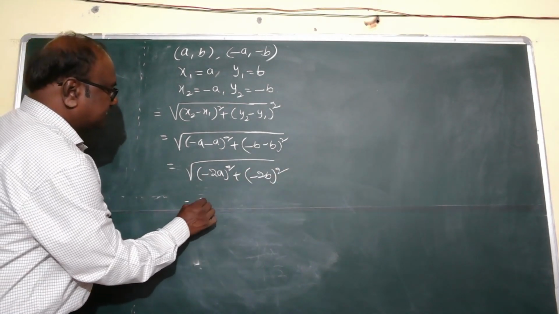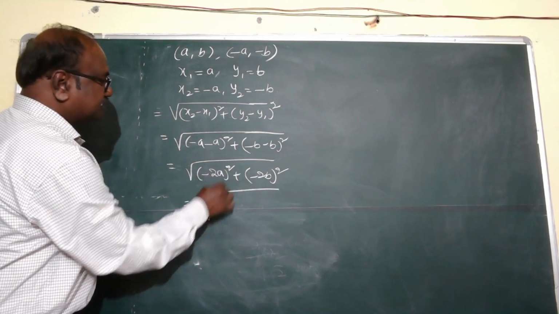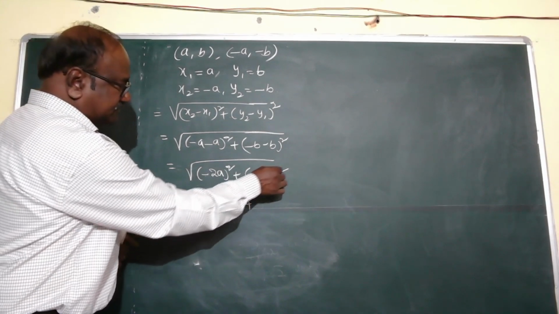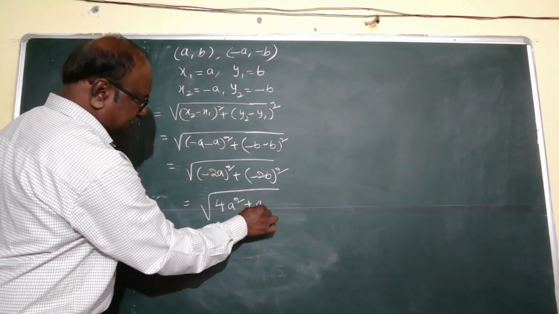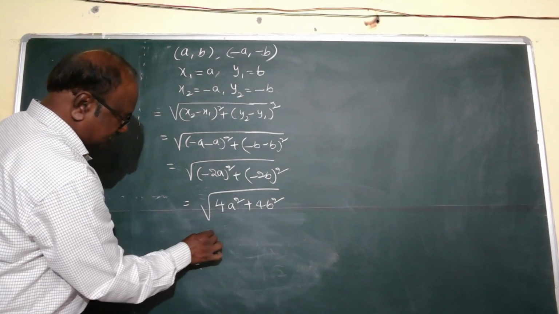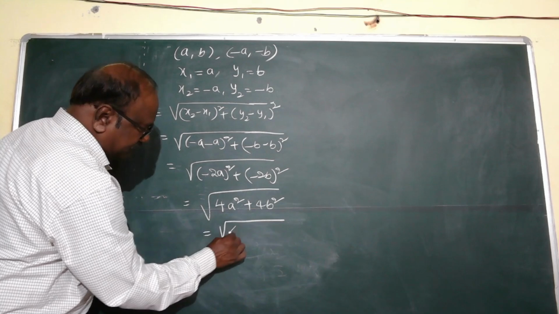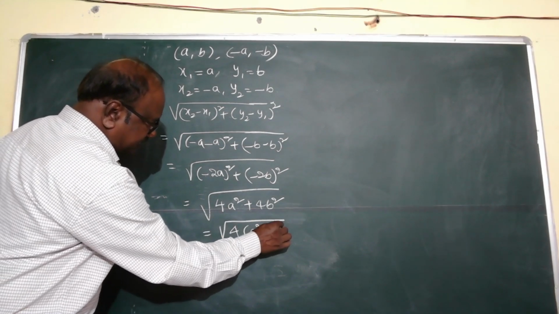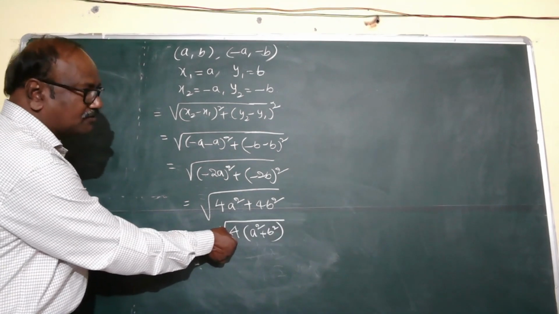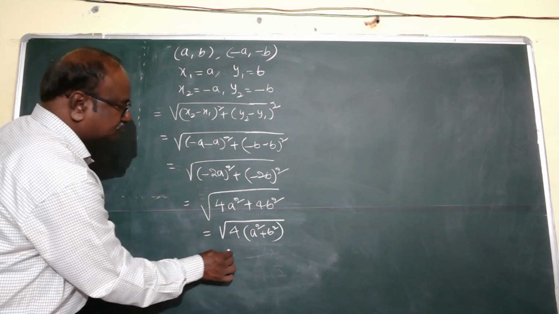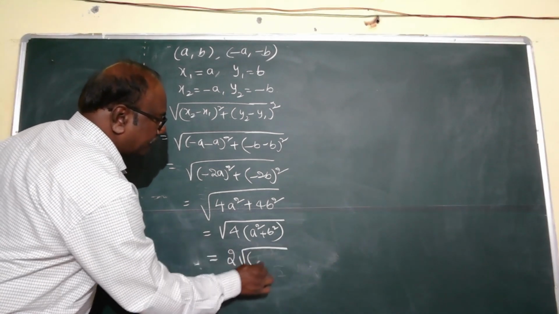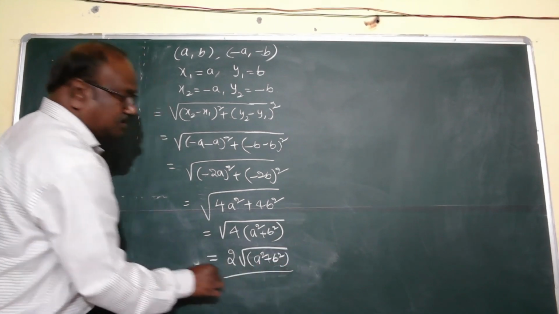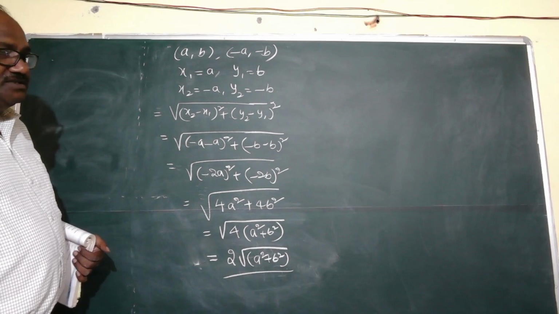Now here minus square becomes plus, 2 square is 4a square. 4a square plus minus square becomes plus, 2 square is 4b square. Now here let us take 4 common. 4 into a square plus b square. Now if you take 4 out of the root, root 4 is 2, so 2 root a square plus b square is the distance, that is our answer.